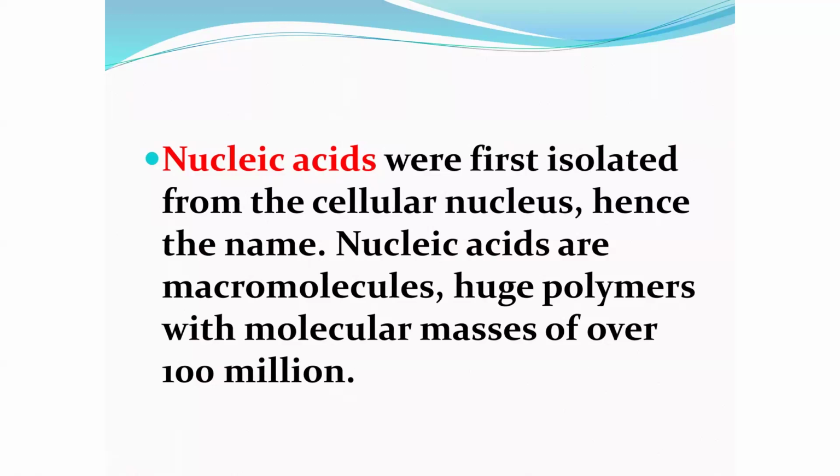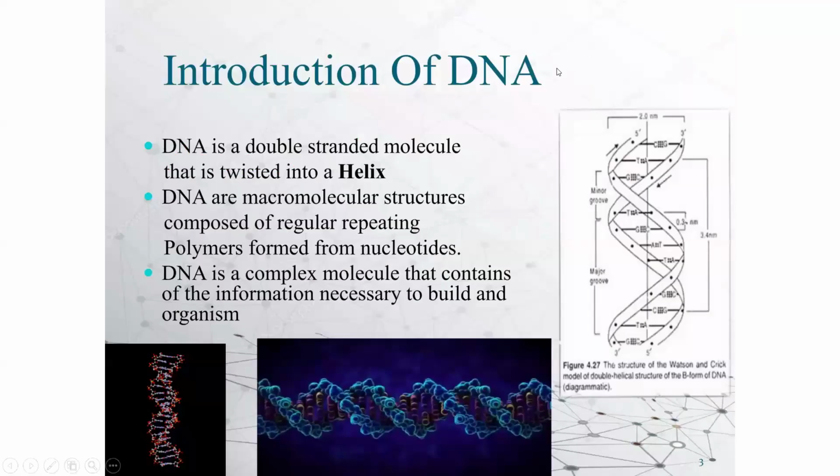Next, here are two types. The first one is DNA. An introduction to DNA, that is deoxyribonucleic acid. DNA is a double-stranded molecule that is twisted into a helix. DNA is a macromolecular structure composed of regular repeating polymers formed from nucleotides. DNA is a complex molecule that contains the information which is necessary to build an organism.